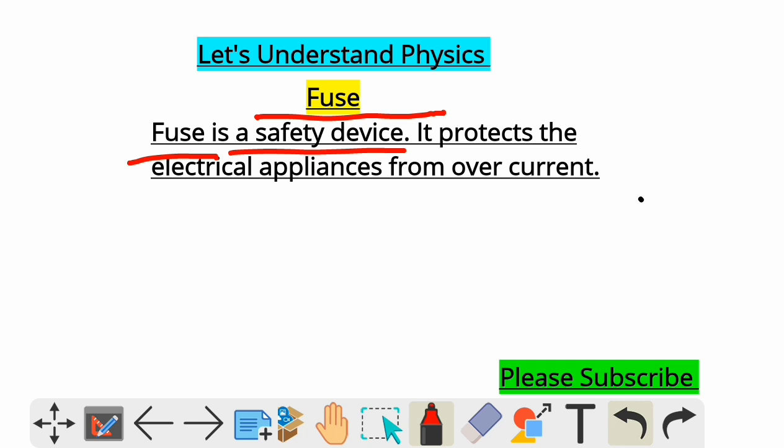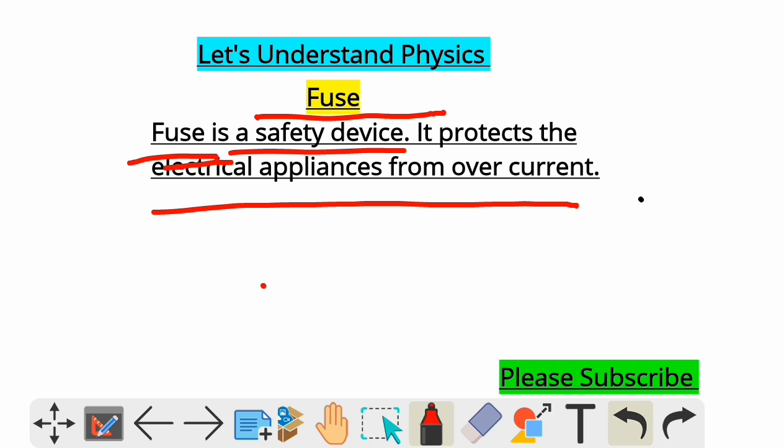It will protect our household electrical appliances from overcurrent. If there is overcurrent passing in our household electric appliances, what happens? They will start burning, so they get damaged, isn't it? Sometimes there will be a chance of short circuiting and fire accidents. So for protecting from all these things, we have to use fuse wire.